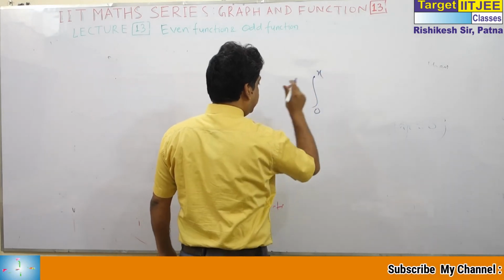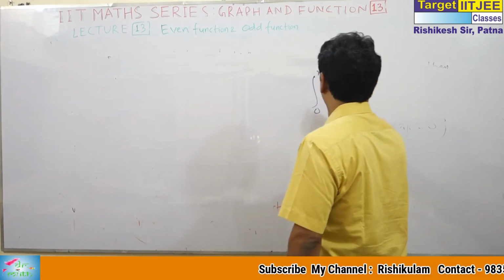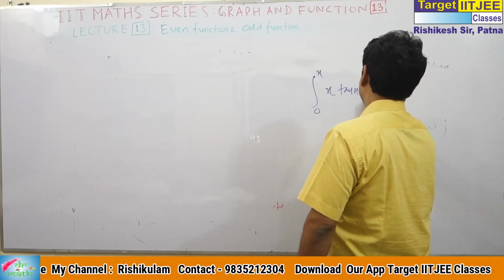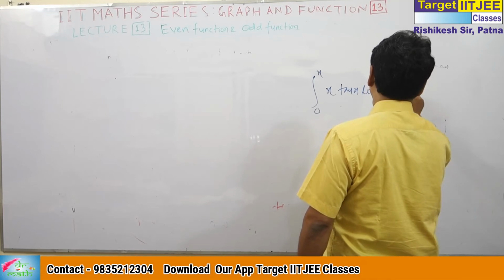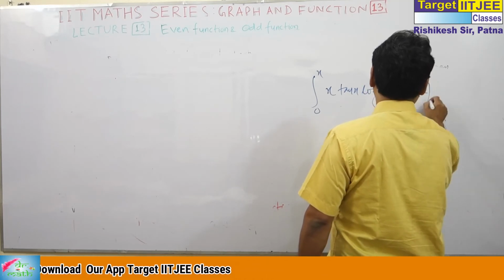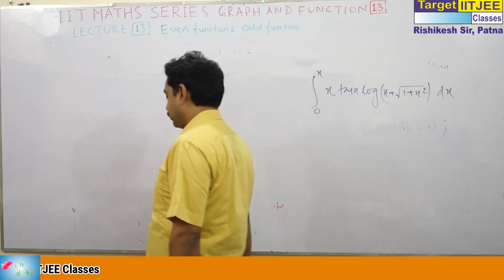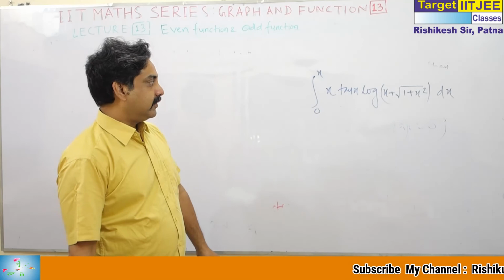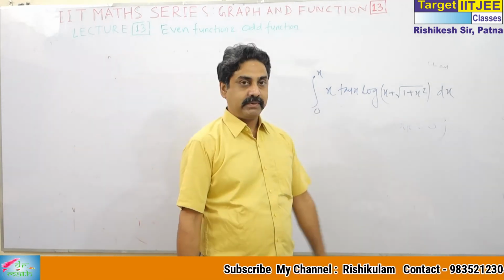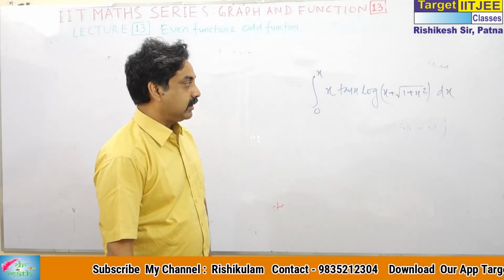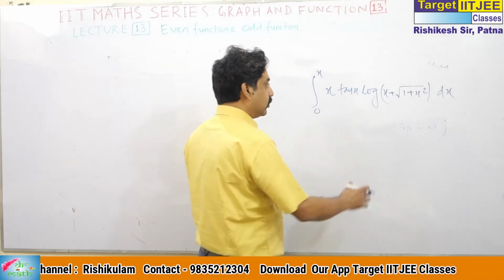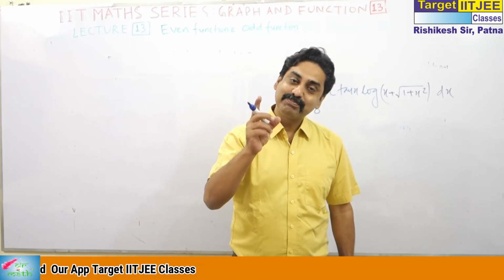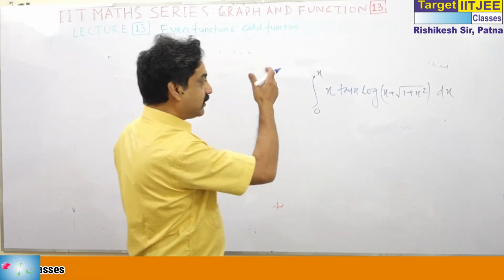Can you say what this function is? I take x tan x log of x plus root over 1 plus x square. Even function or odd function? Now, see how the property works. We can't integrate this function, but still we are able to say what kind of function it is. Now see my idea, how I use the property and can do it verbally.